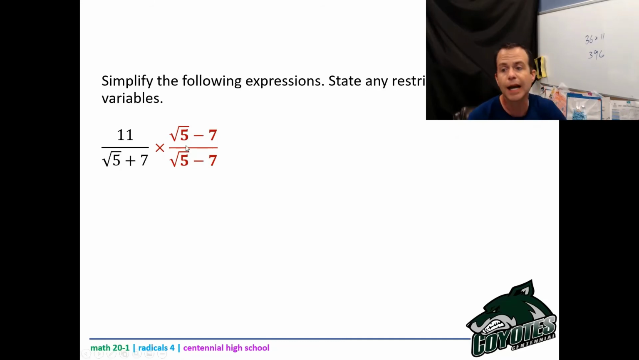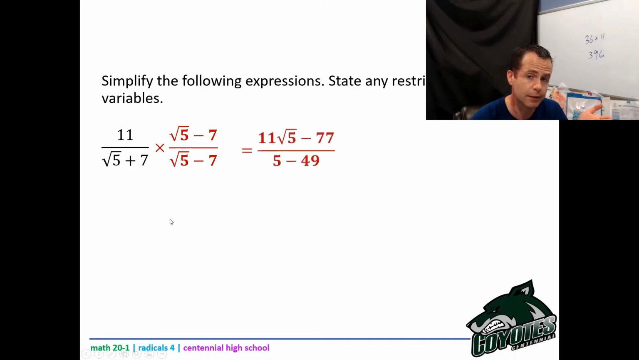Okay, but I have to clean up the top as well. This 11 is going to get distributed to both terms. So that'll be 11 root 5 minus 77. So I'll have 11 root 5 minus 77 all over 5 minus 49. Now, 5 minus 49 is negative 44, and then we're going to have two conversations here.